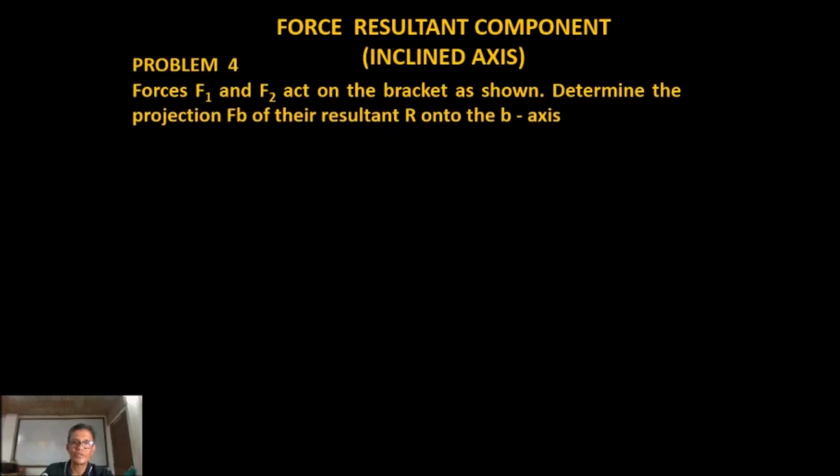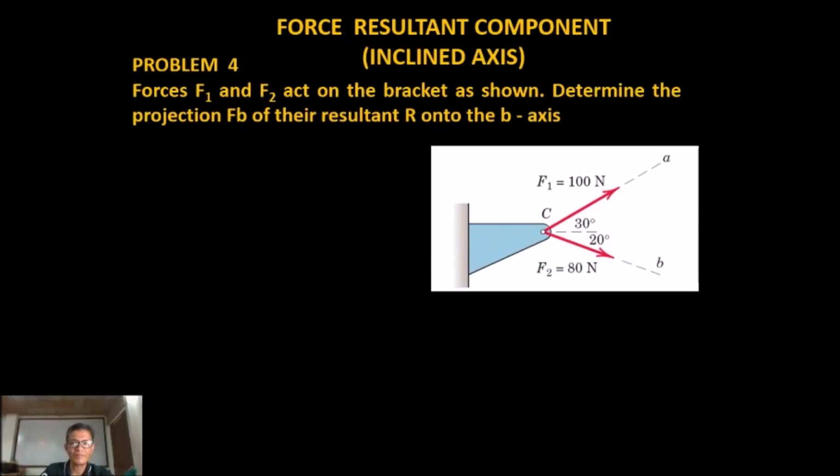Force resultant component on inclined axis. So we have problem number 4. Forces F1 and F2 act on the bracket as shown. Determine the projection FB of the resultant R onto the B axis. So we have a bracket.